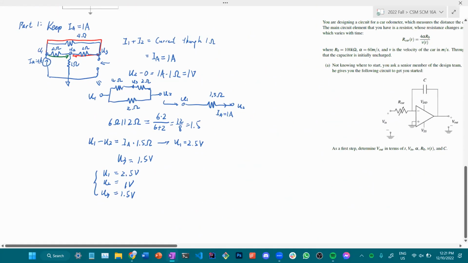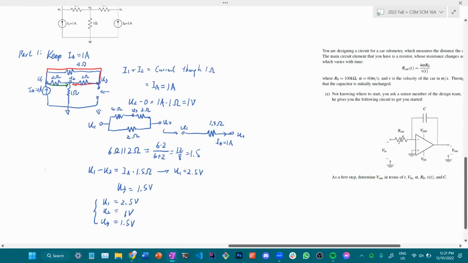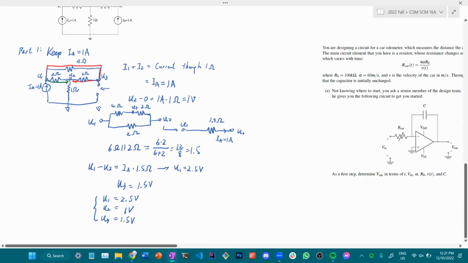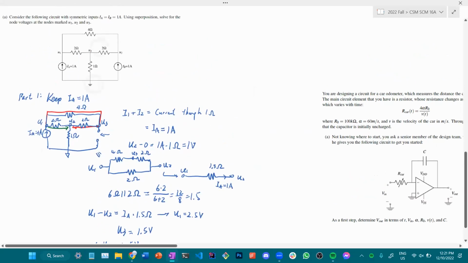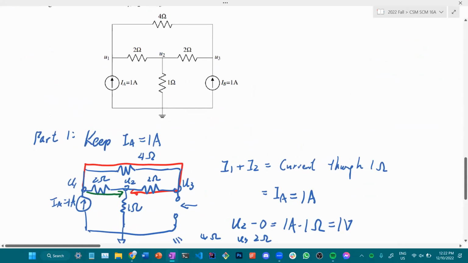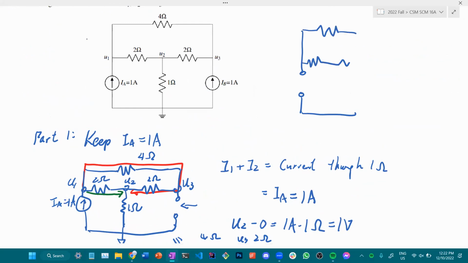Here's the thing about this problem. To do superposition, you'll need to calculate for part 2 as well, which is not a fun thing. But if you observe the circuit and try to zero out IA in response, what you can get is a very symmetrical structure, where if we zero out the source IA instead, we see that the entire circuit now looks like this, which is basically the IA version mirrored.